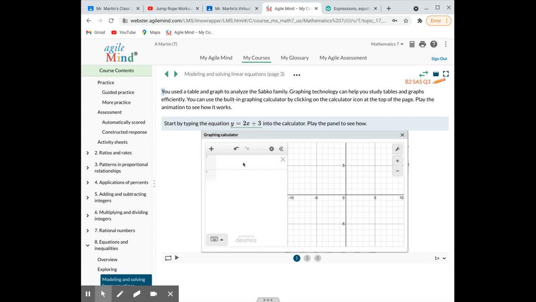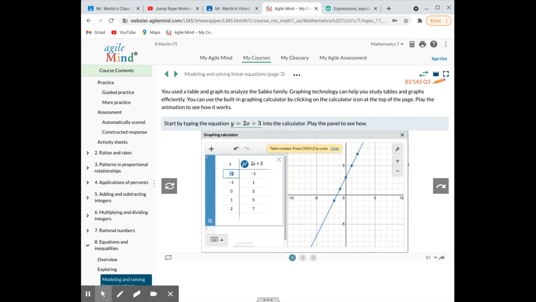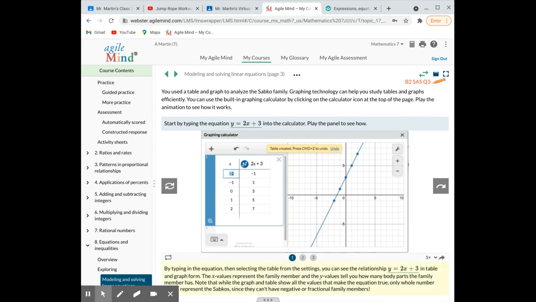So what are we going to do? What's it tell us to do first? The equation. All right, so we're going to type this in here. That's a pretty neat calculator, huh? So it created a table for us, and it shows us what it looks like going through the X and Y axis, right? So take a look at what that says down there at the bottom.